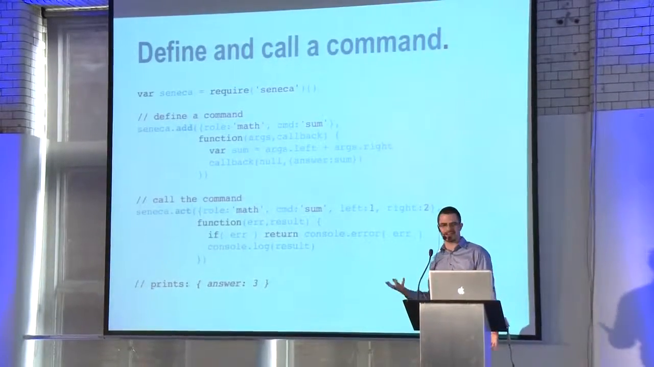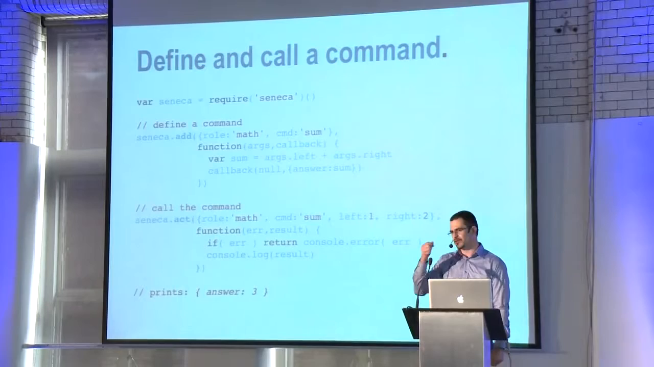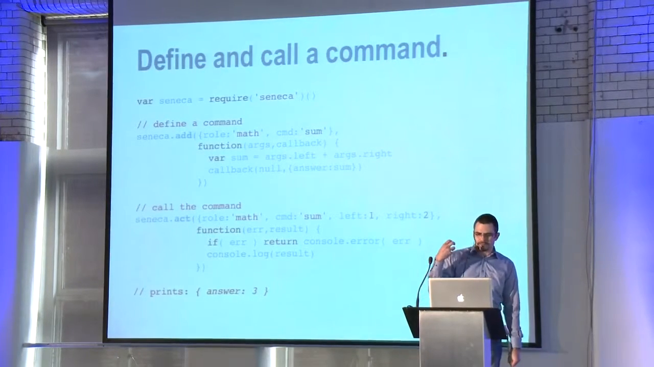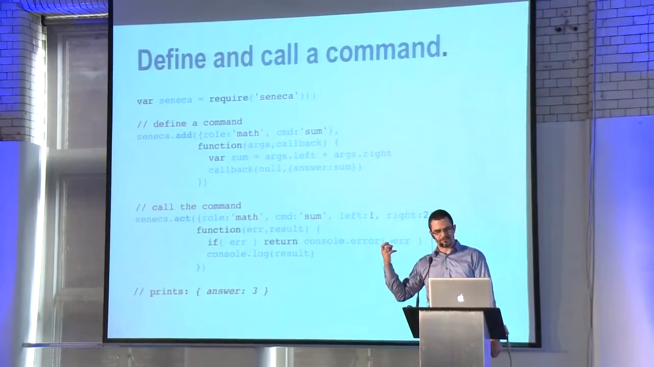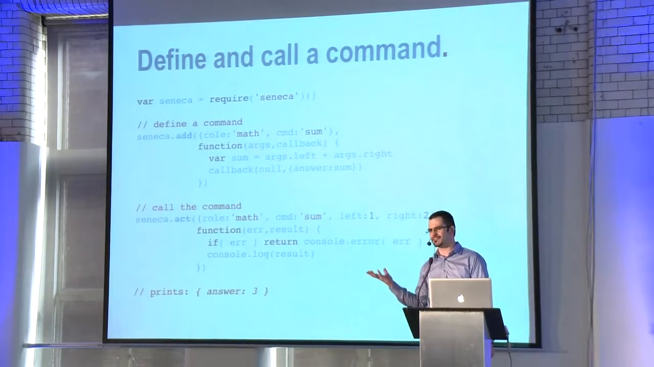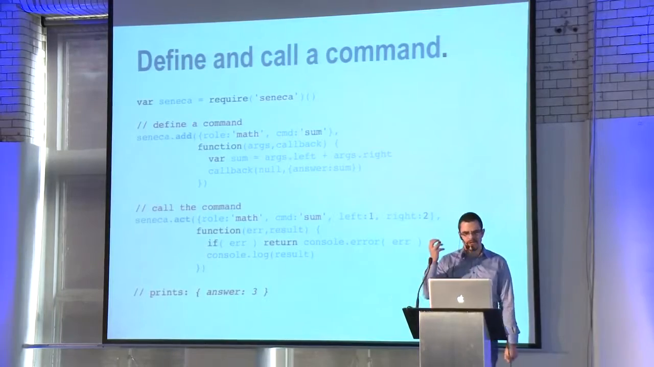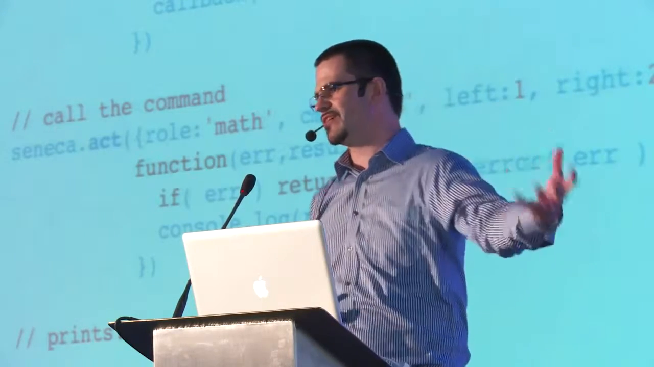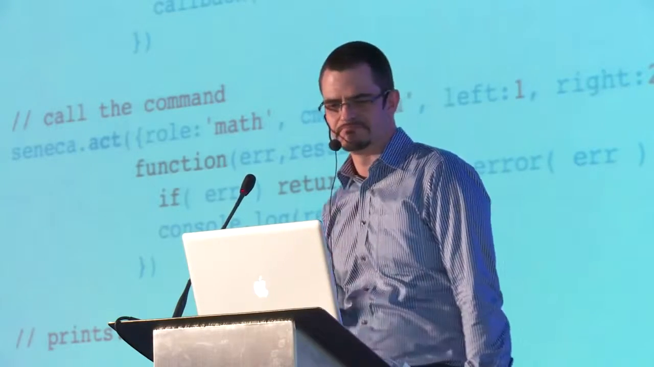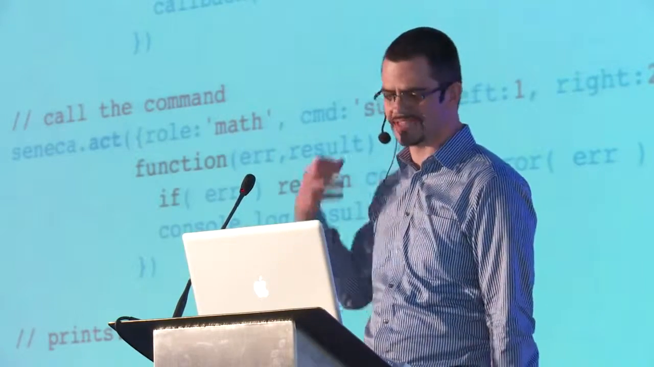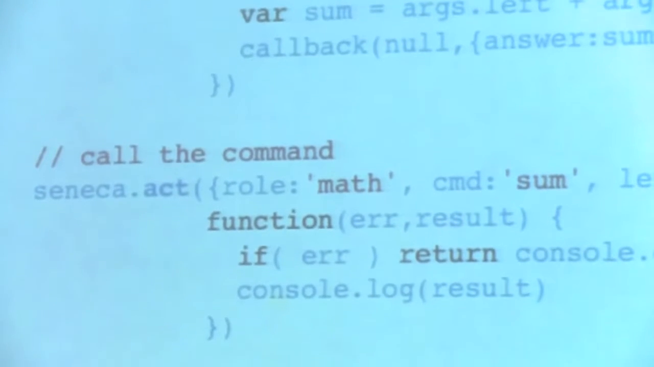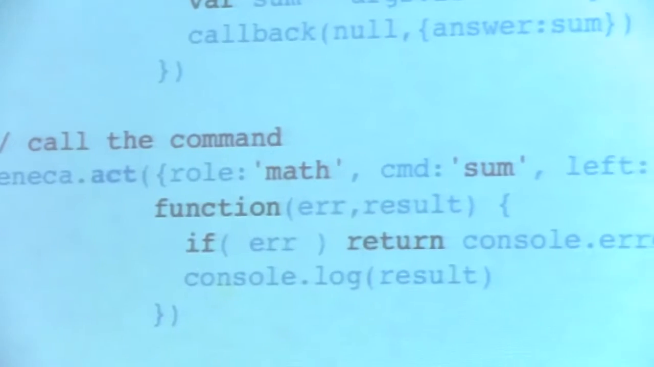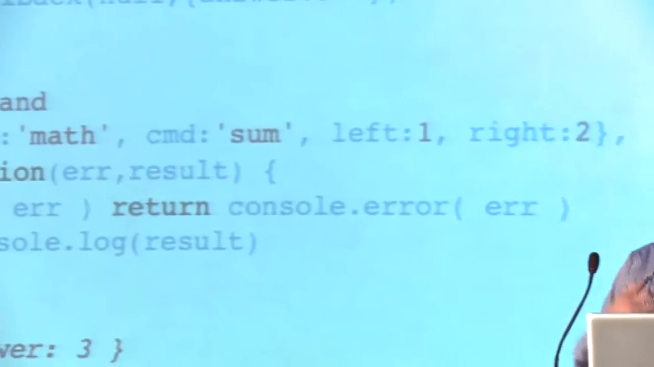Okay, so let's define a command to add two numbers together. We're saying that if the role is math and the command is sum, then we want to add them together. So I'm using seneca.add to specify a mapping from a particular bit of JSON to a particular function. And then I call seneca.act to make stuff happen. And you can see that it's pattern matching. It looked for role equals math, command equals sum, and it didn't care about the rest of them. And it added together left and right, and you were done.